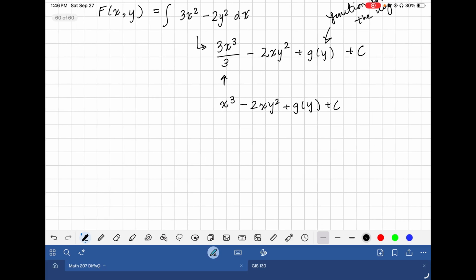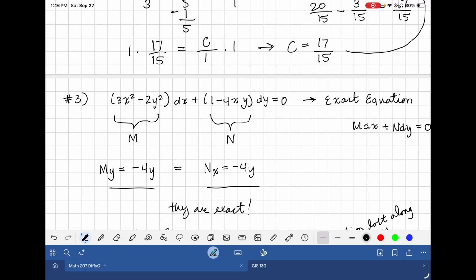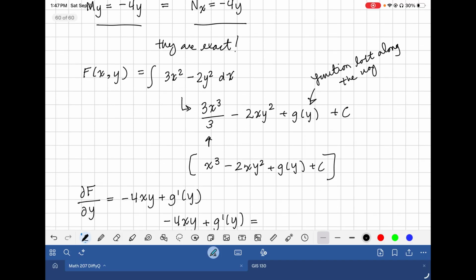And how we look for that g of y is first we are going to take the partial derivative of f with respect to y. And so that's going to be our function here. And so if we take it with respect to y, we get negative 4xy plus g prime y. And so now that we have that, we can set this, what we got, equal to the n, our n that we had here in the beginning. So that's going to be 1 minus 4xy.